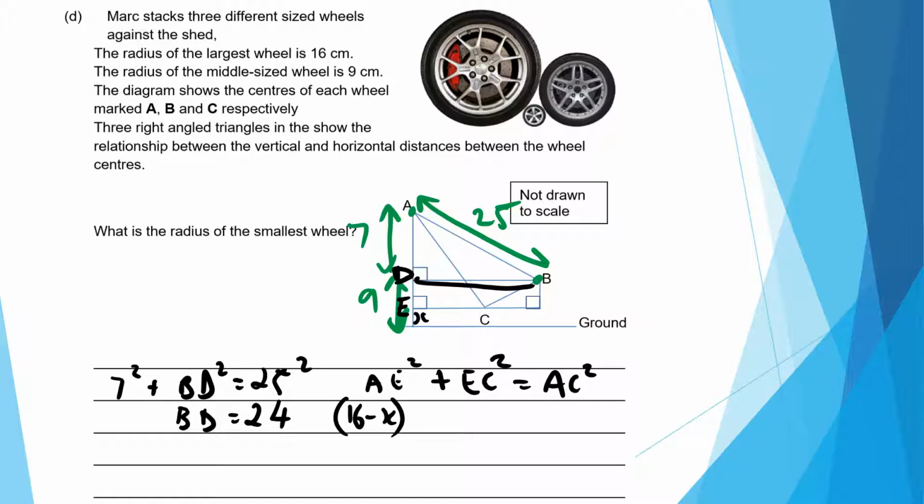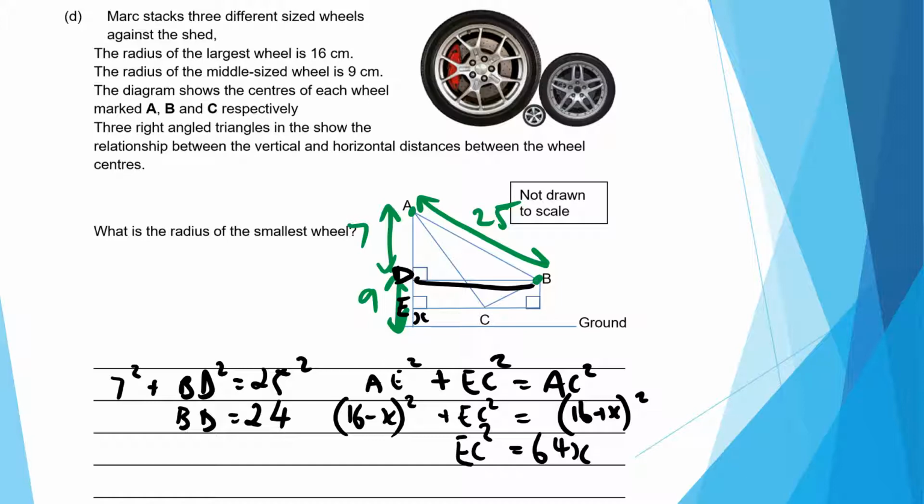and AE is 16 minus x, which we're going to square, and EC we still don't know, and AC is 16 plus x squared. Now if we rearrange that, we'd find that EC squared equals 64x.